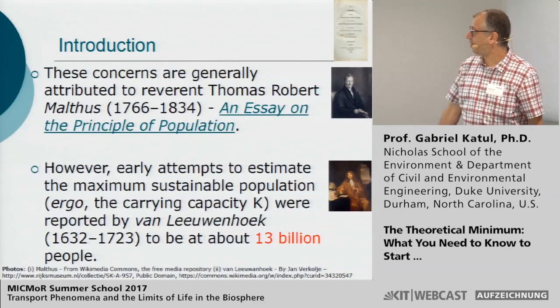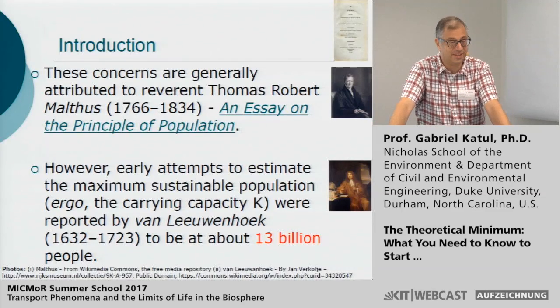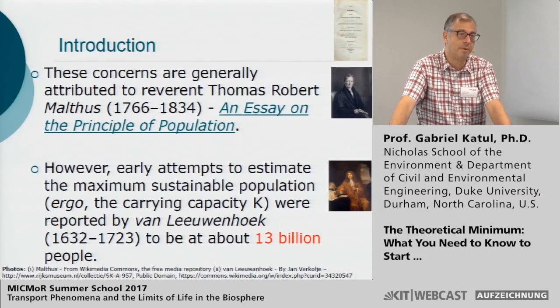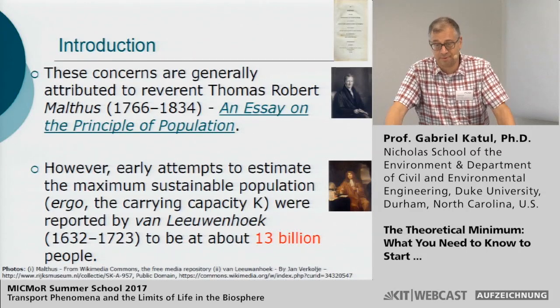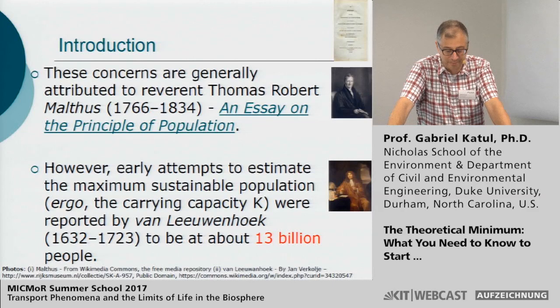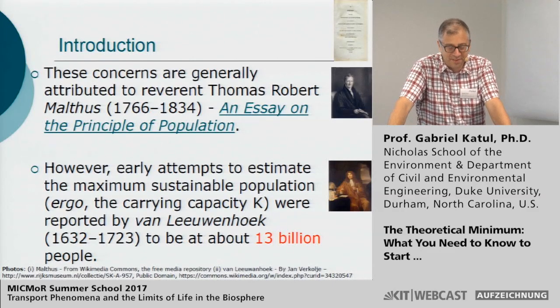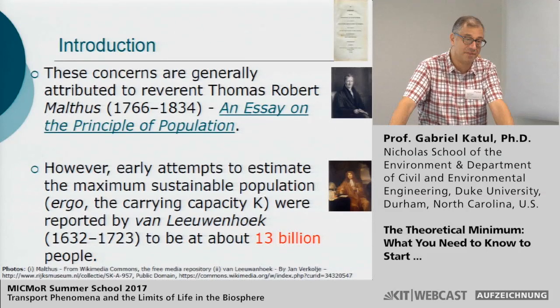Now, these concerns are often attributed to Reverend Thomas Robert Malthus. His famous essay on the principle of population basically suggested that if the population is growing exponentially, but the food supply is growing linearly, there is a problem. Okay? And that problem is basically attributed to him. But by no means was he the first to appreciate this problem. In fact, the Dutch were ahead of the Brits on this one.